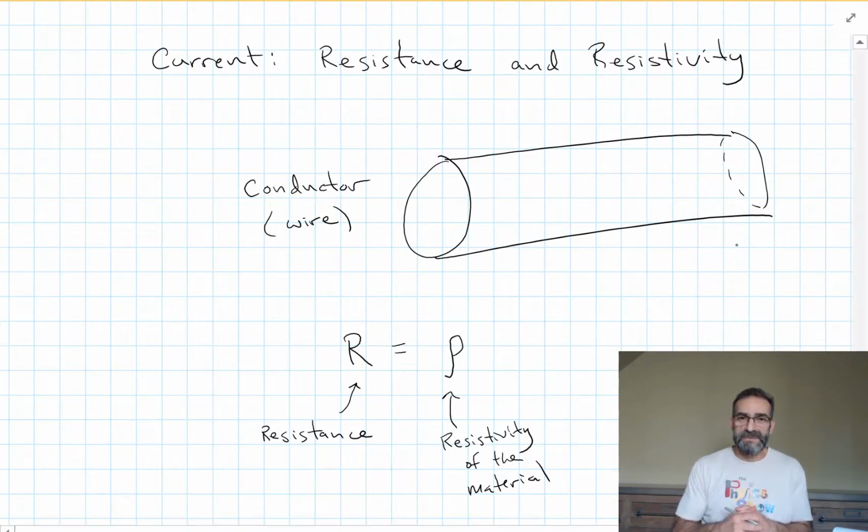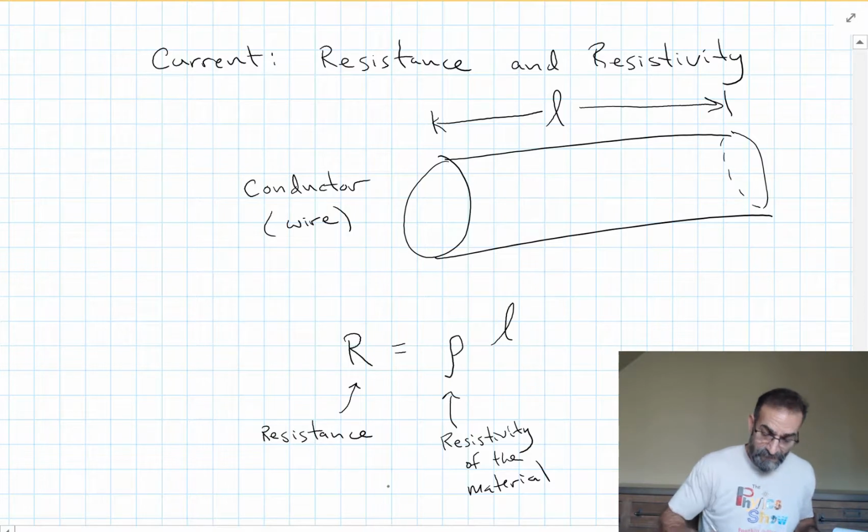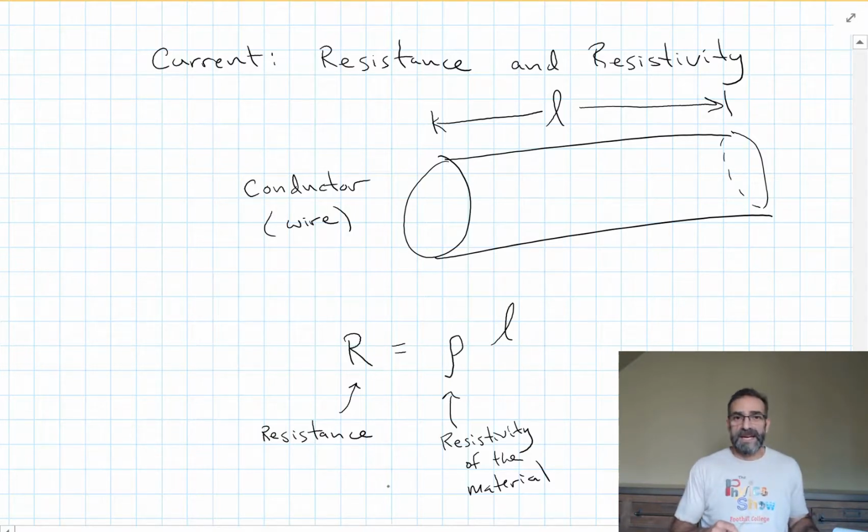What else would the resistance depend on? This is how difficult it is for the electron to get from one end of my wire to the other end of my wire. It would also depend on the length of the wire. The longer that wire is, the harder it is for the electron to get to the other side. So the length of the wire should be in my equation.